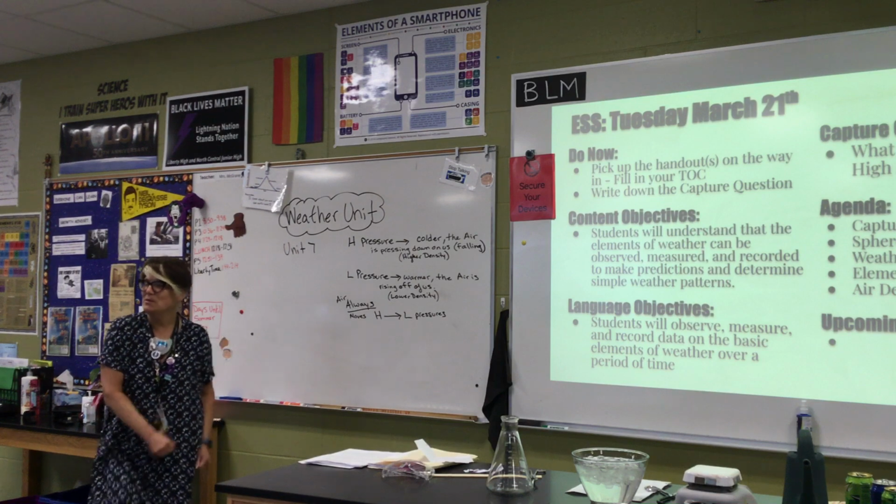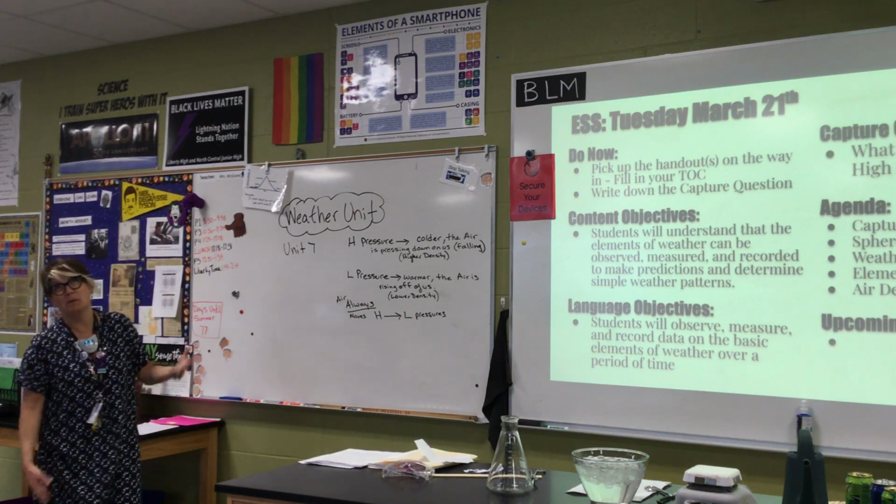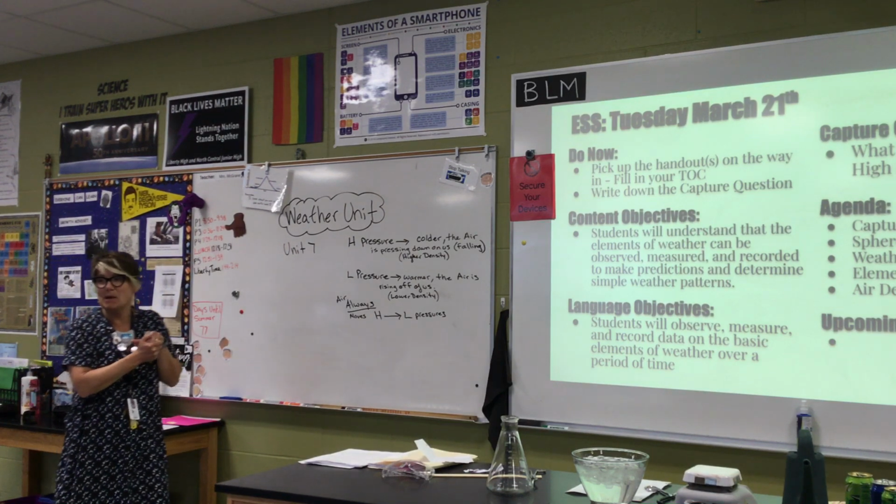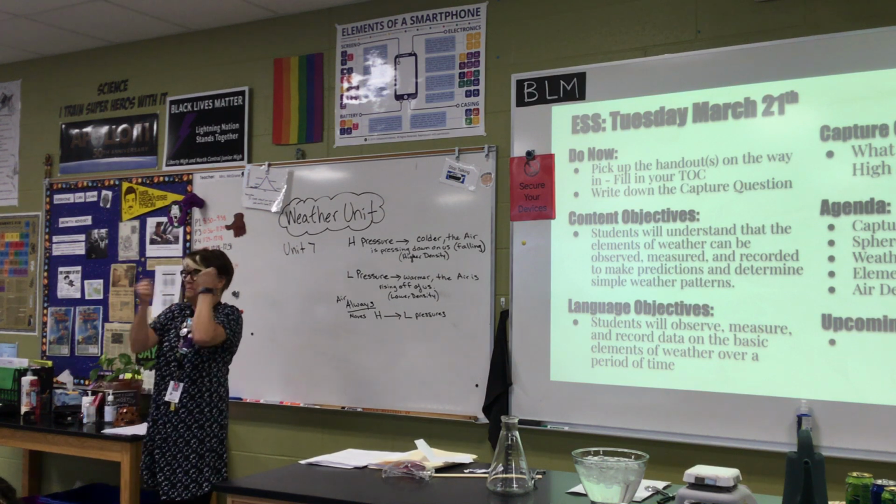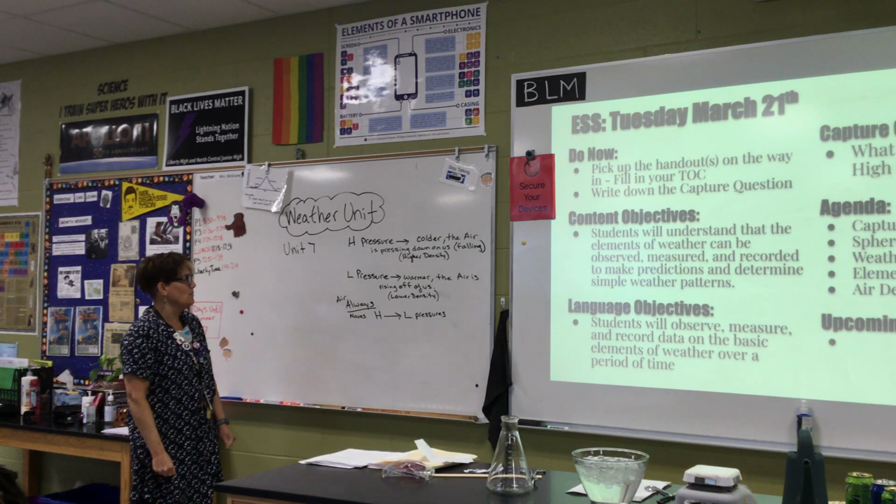High, low, it's off to the wind we go. Which way will it blow? From high to low, the wind will blow. From high to low pressures.